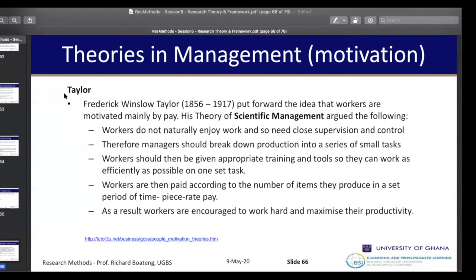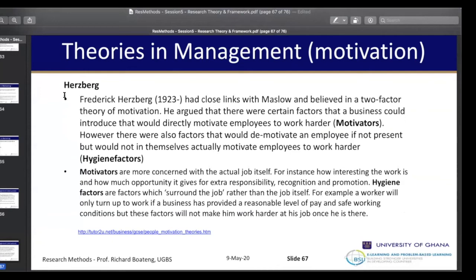Then you have got Herzberg. Herzberg, who had a close link to Maslow, believed in the two-factor theory of motivation. He was thinking that it goes beyond pay. He was thinking that there are certain factors that the business could introduce to directly motivate employees, that's the motivators. However, there are also factors that could demotivate an employee if not present, but will not in themselves actually motivate the employees to work harder. Those are hygiene factors.